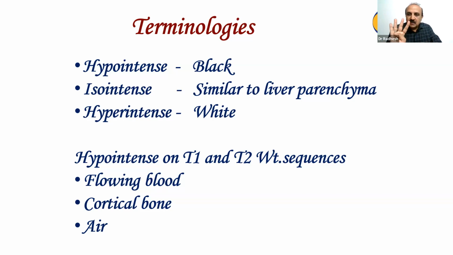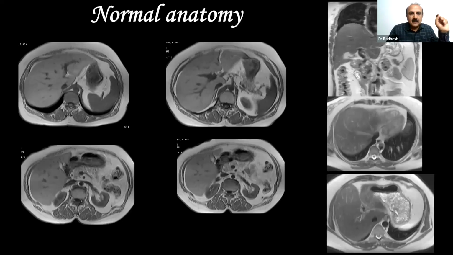Again, a recap: 4 sequences till now: T1, T2. What is the third one? STIR. STIR sequence. Excellent. And the fourth is gradient echo. So we have got 4 sequences, 3 terminologies: hypointense, isointense, and hyperintense. Good. Now we go to the anatomy.